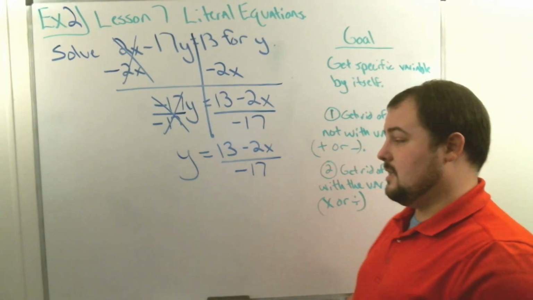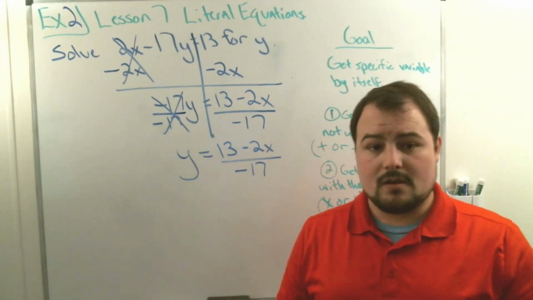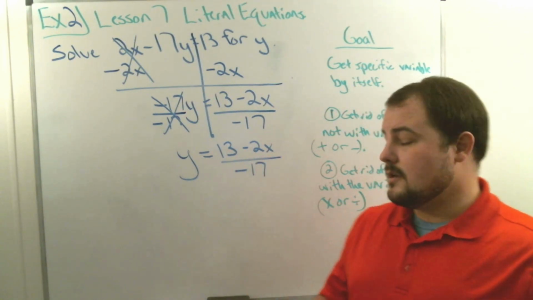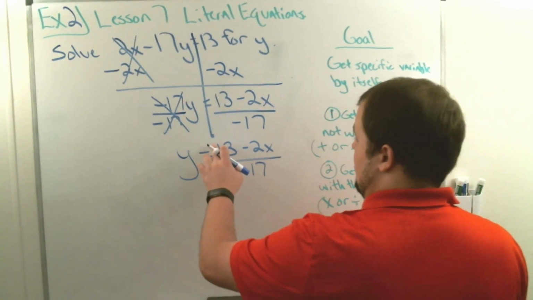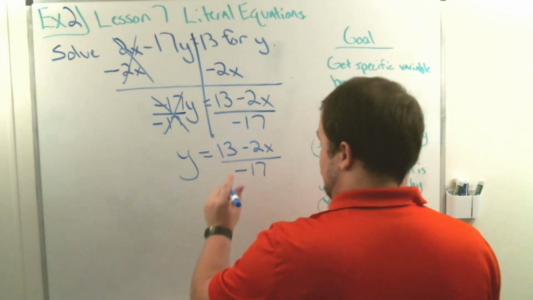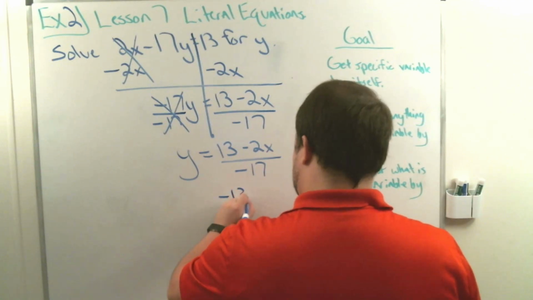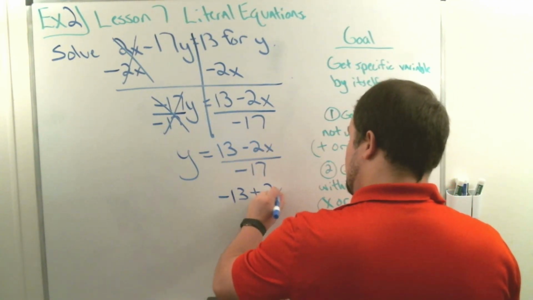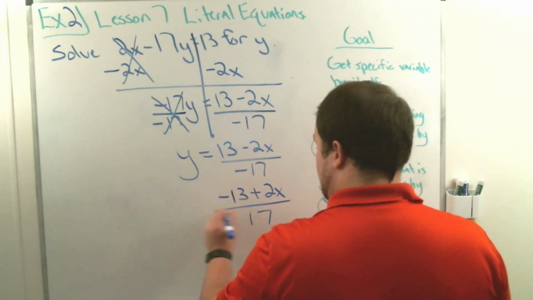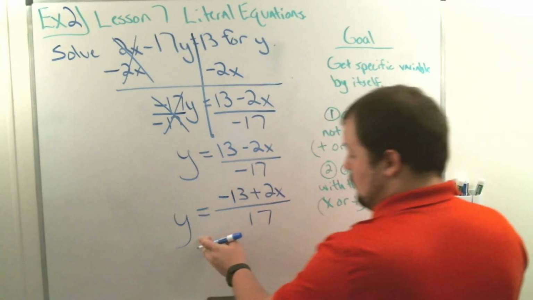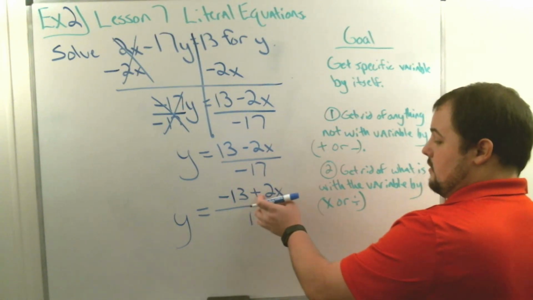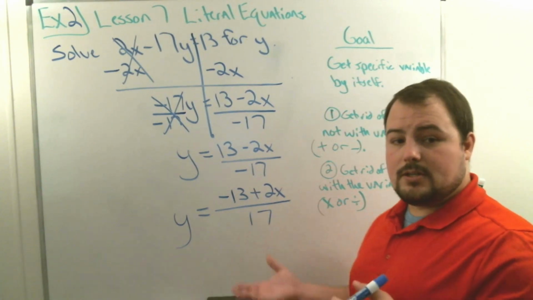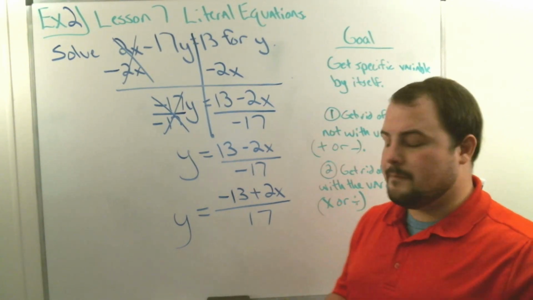Now, sometimes you might see that they're not going to have a negative on the bottom. So what happens is they change all of the other pieces on this side. If I have a positive divided by a negative, we would have a negative 13. If I have a negative divided by a negative, I'd have a positive. So another way this could have been written is y is equal to negative 13 plus 2x divided by 17. So these are the 2 different ways that it could be written.